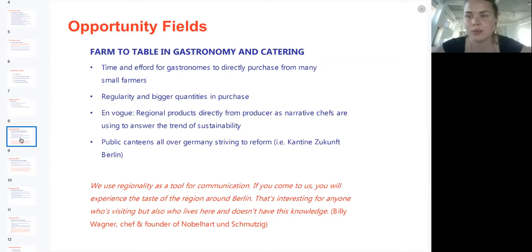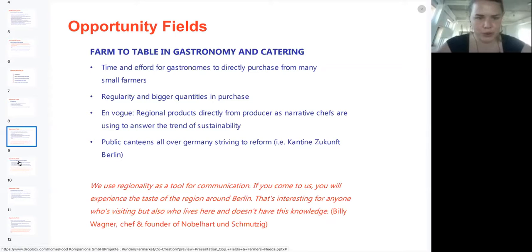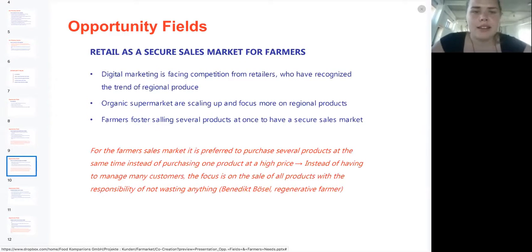And we can see that in Berlin, it's a big trend now for restaurants to use regional produce also as a form of identity for the region, for example. So I added a quote of a very trendy restaurant in Berlin. We spoke to Billy Wagner, and he says that they actually use regionality as a tool for communication, in order to convey the regional identity of Berlin and Brandenburg.